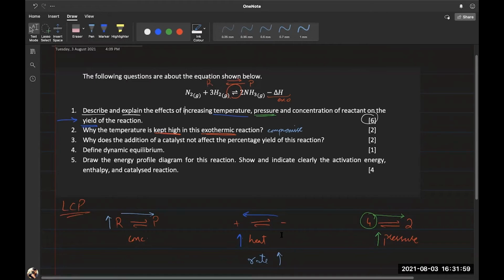4th, define dynamic equilibrium. Pretty standard question. You just have to remember what it is. Dynamic equilibrium is when the rate of forward reaction is the same as the rate of backward reaction. All right, number 5.